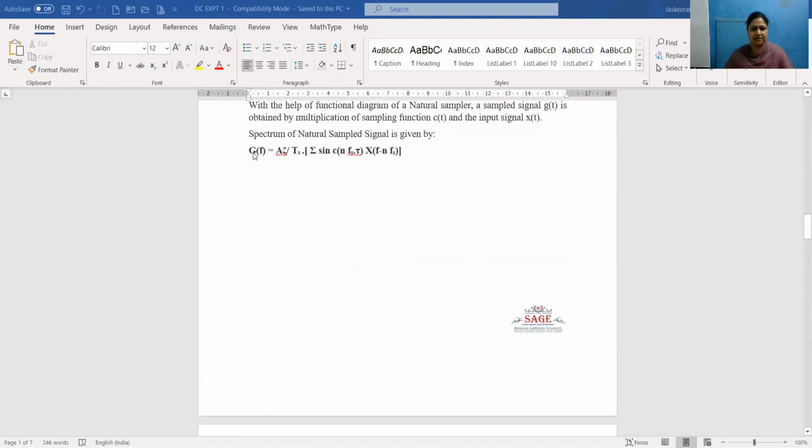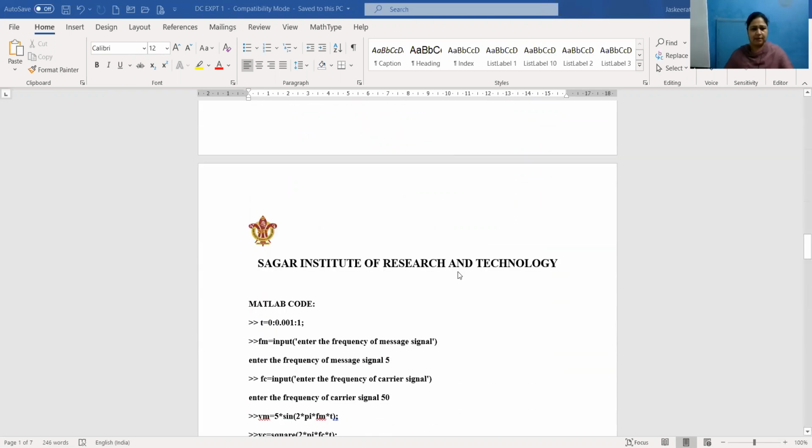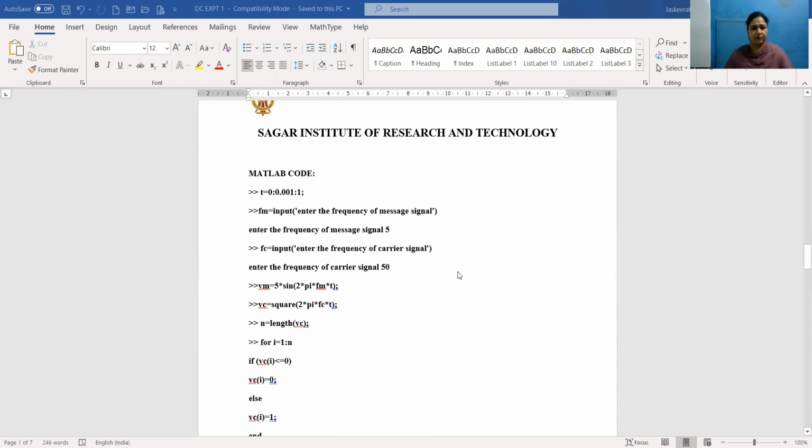Now this is the spectrum of the natural sample signal, which is given by A tau by Ts summation sinc function n fs tau and capital X f minus n fs, where X f is given by the spectrum of the message signal xt. Now this is the MATLAB code for generating the natural sample signal.